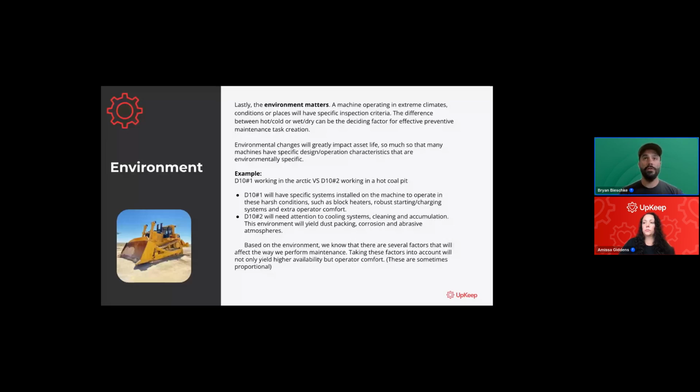And then D10 number 2, we're going to be paying attention to cooling systems, cleaning and accumulation. We have to worry about dust packing, our final drive seals, corrosion and abrasive atmospheres. So we're looking at these things very differently, and they will have task-specific inspections. You're going to hear me say that a lot. I'm just trying to build these 3 big categories that are often overlooked. Based on the environment, we know that these several factors will affect the way we perform maintenance, so we need to take them into account.